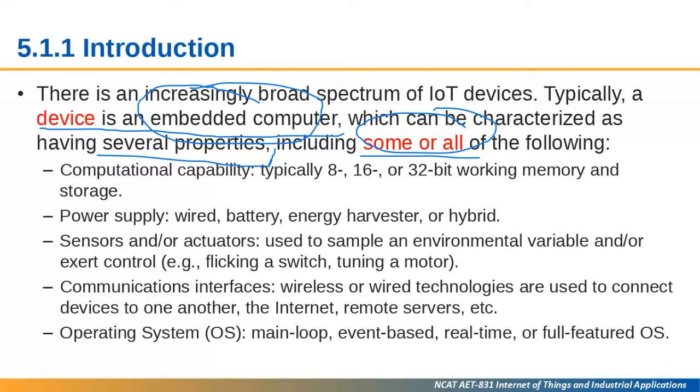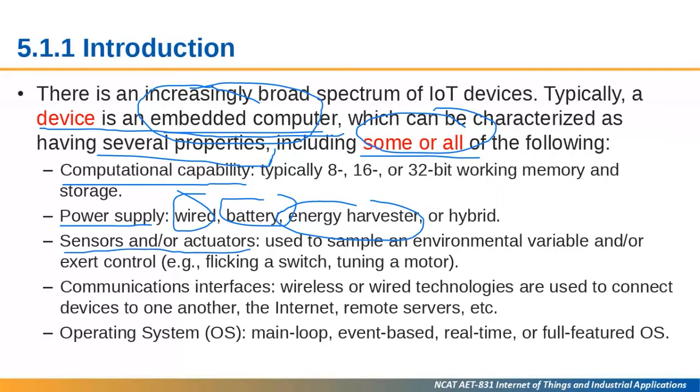These capabilities are straightforward. Because a device is an embedded computer, you need to have some computational capability, and you need to have power. Power comes from wired supply, battery, energy harvesting, or a hybrid. And for devices, especially IoT devices, we need to have sensors and/or actuators. Sensors, you know what they are, right? Actuators are things that can be activated to provide sound, motion, or display. And also for IoT devices, most of the time they need to have communication interfaces.